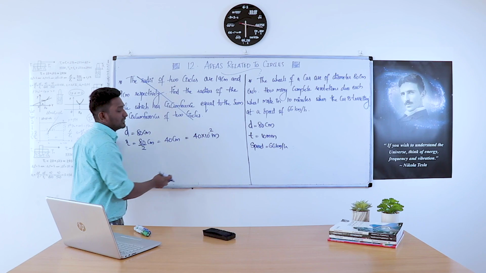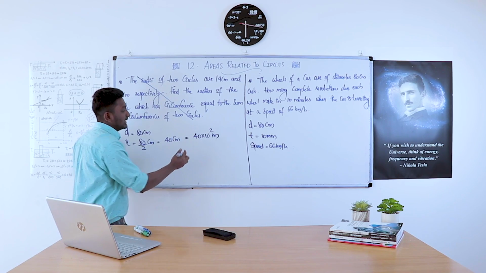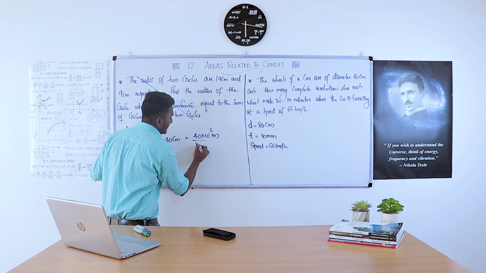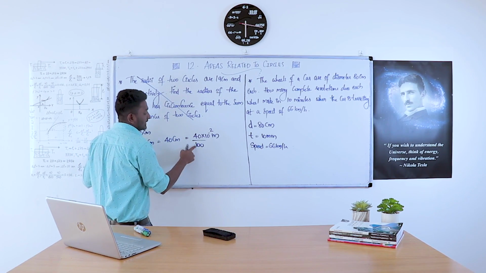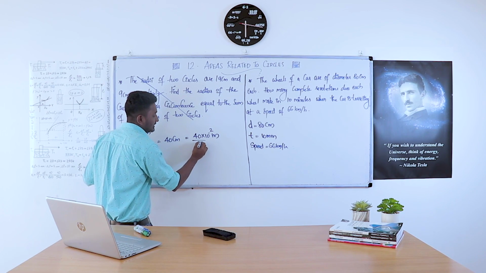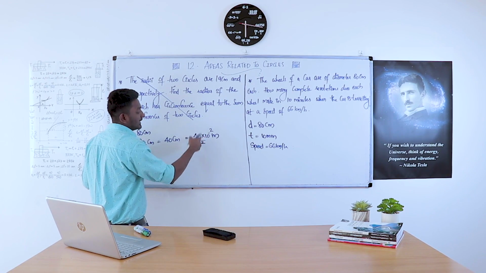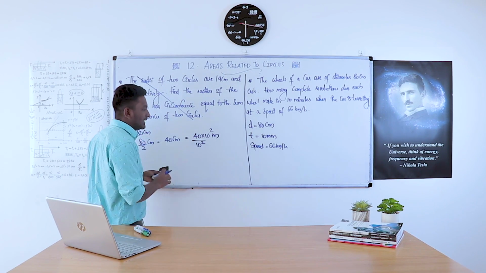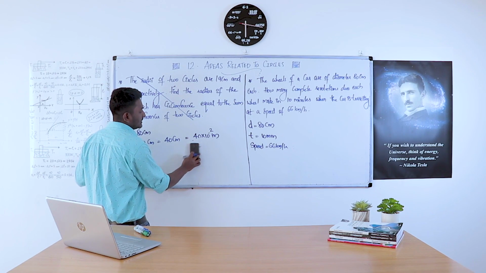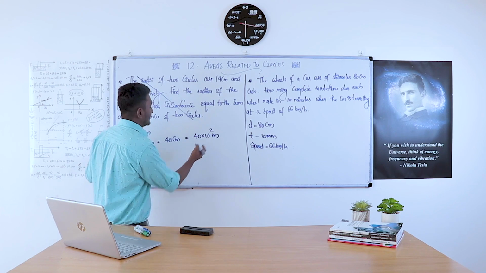How did this 10 raised to minus 2 come? You know that 100 centimeter makes 1 meter. So converting centimeter to meter, we just divide by 100. Dividing by 100 makes it meter. 100 can be written as 10 raised to 2, that is 10 square. When this 10 square is shifted to the numerator, it changes to 10 raised to minus 2. So 40 into 10 raised to minus 2 meter.